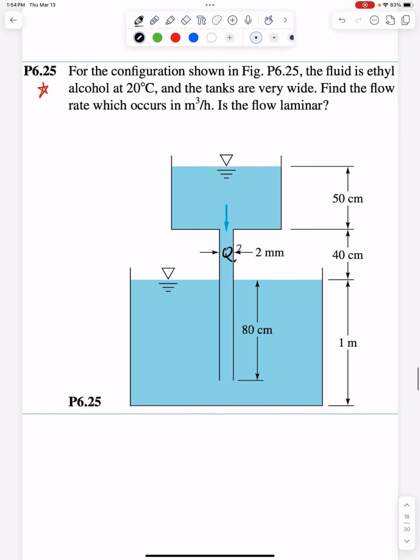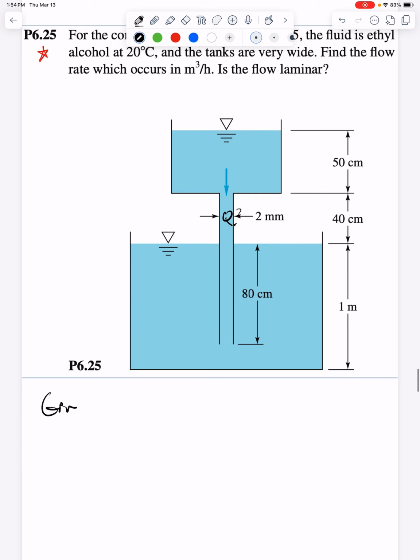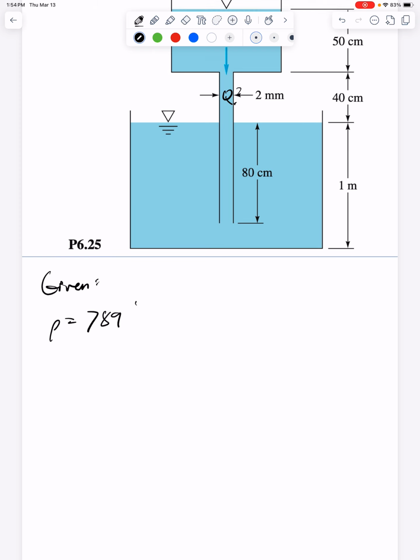We can talk about that more in a bit. So, ethanol will have the following properties. Rho of 789 kilograms per cubic meter. We also have a viscosity of 0.0012 newton seconds per meter squared. And diameter is shown here, 0.002 meters. Last thing about this, Q is flow. We're trying to solve for flow rate, right?